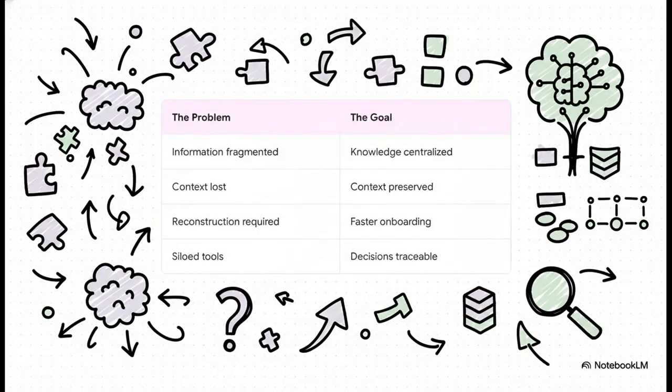And this table, man, it just lays it all out, doesn't it? On one side, you have the chaotic reality a lot of teams are living in. Information is all over the place, context is gone, and a new person on the team has to spend weeks, literally weeks, just trying to figure out what happened. On the other side, that's the dream, right? Everything is centralized, context is saved, and every decision is traceable. Knowledge becomes a real asset, not a huge headache.